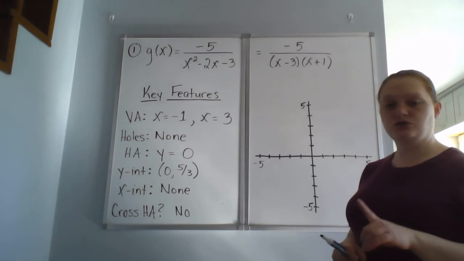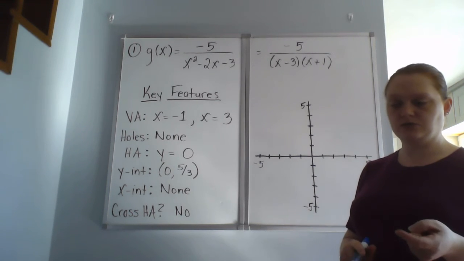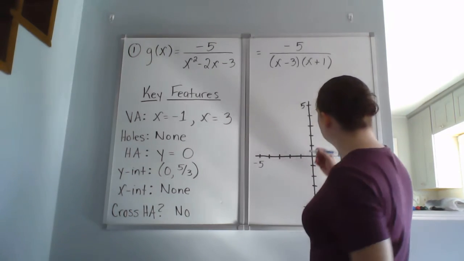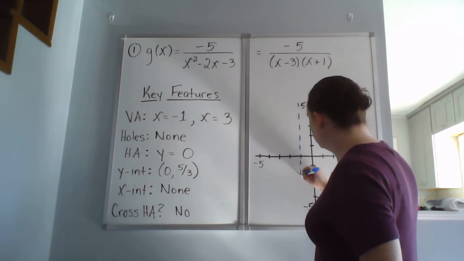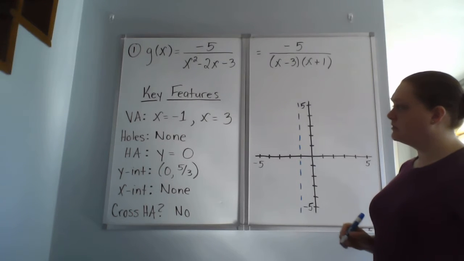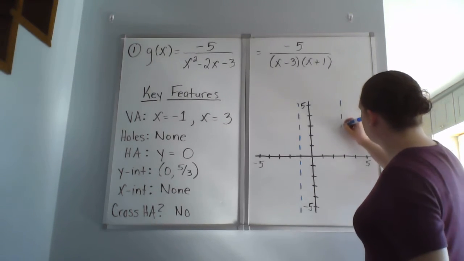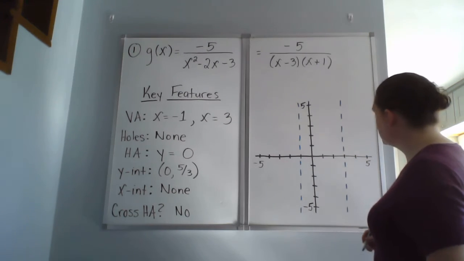So the first thing you should do for every single graph is draw in your vertical asymptotes and your horizontal asymptotes if there are any. So this function has a VA at x equals -1. So I draw in a vertical dashed line at x equals -1. And then I have another one at x equals 3. So here's 1, 2, 3. I draw a vertical dashed line there. Okay. So there are my two vertical asymptotes for this function.